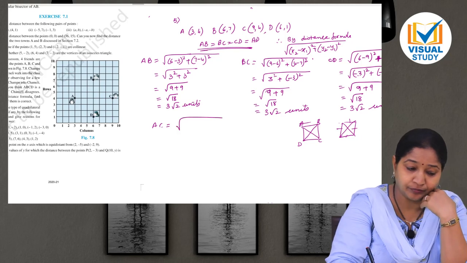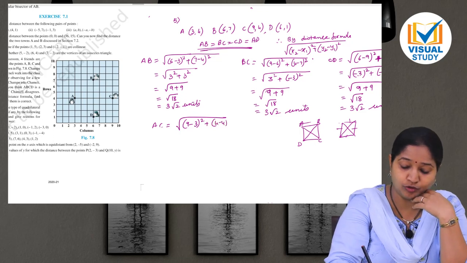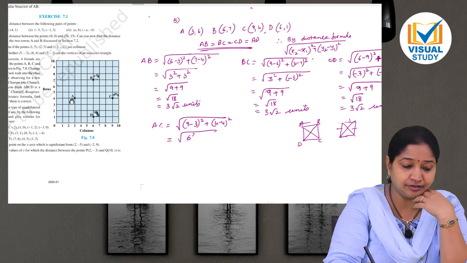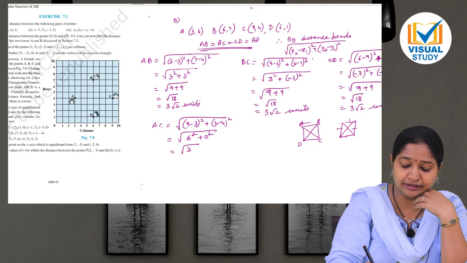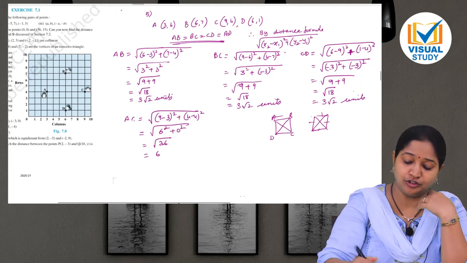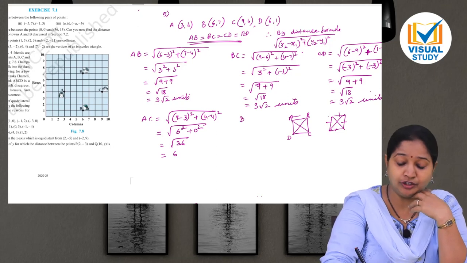What is AC? AC is 9 minus 3 whole square plus 4 minus 4 whole square, and that is 9 minus 3, that is 6 square plus 0 square, and that is 36, and that is 6. What is your BD?